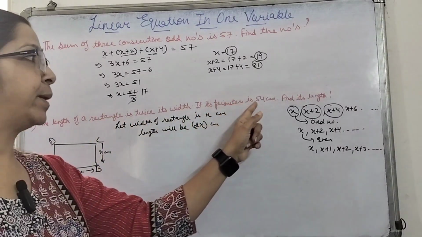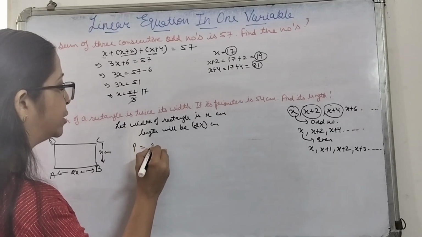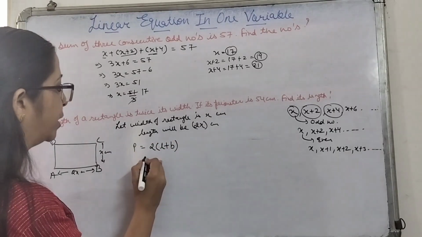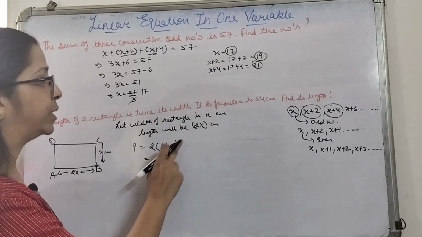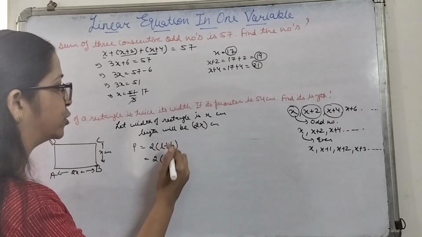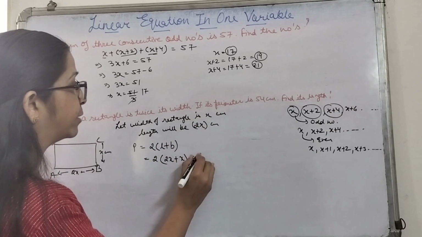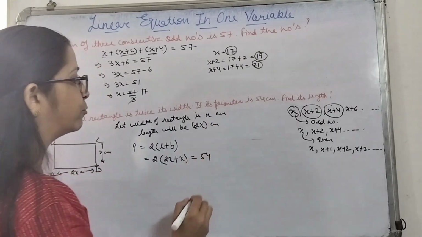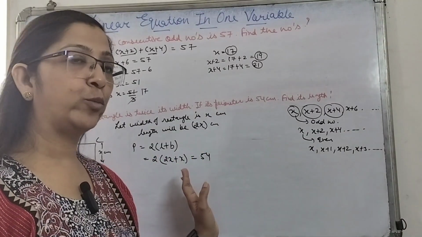Now it is given that the perimeter is 54. We know that the perimeter of a rectangle is 2 times L plus B. Instead of writing L, we will write 2x. Instead of writing B, we will write x. So it will be 2 multiplied by 2x plus x. It is equivalent to 54. It is given to us in the question. So we will equate it to 54. This is how we will be framing an equation.